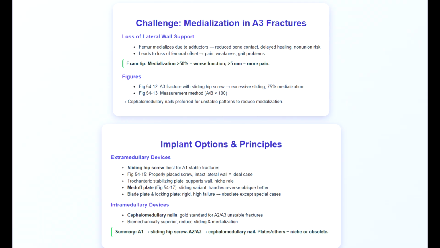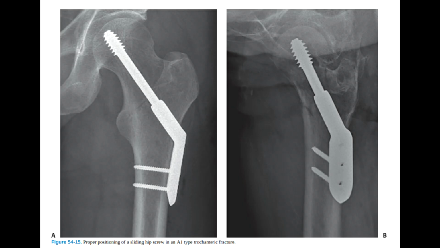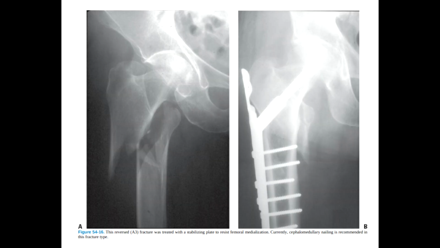In contrast, figure 54-15 demonstrates proper use of a sliding hip screw in a stable A1 fracture. Notice how the screw is well centered in the femoral head and supported by the intact lateral wall. This is the textbook example of correct indication and placement. However, modifications of the sliding hip screw have been developed to extend its use into unstable patterns. One such modification is the lateral trochanteric stabilizing plate, illustrated in figure 54-16. Here, an additional plate supports the lateral wall, resisting medialization.